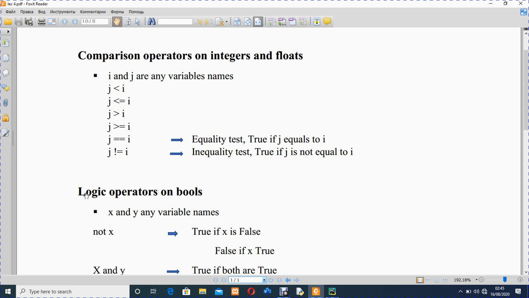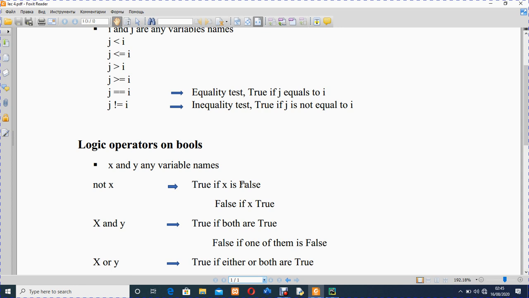The next thing is logic operators on both. For instance, we have j and I as any variable names. We have three conditions here. The first one is what? Not x. Therefore, true if x is false, false if x is true.